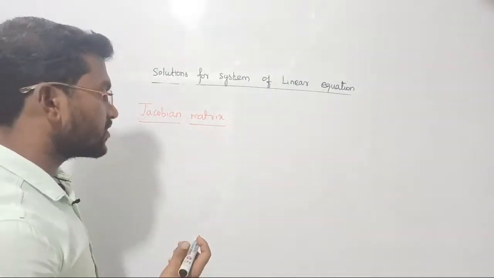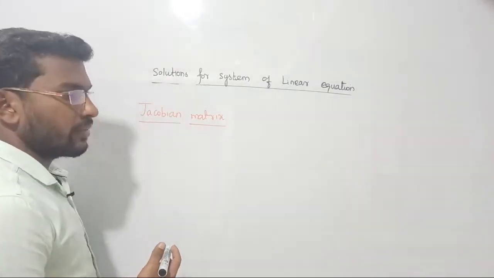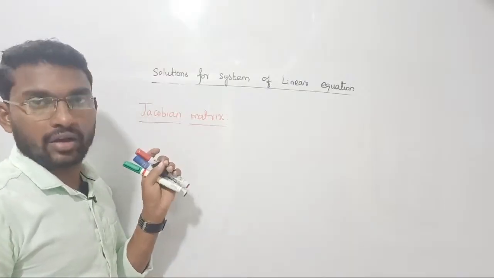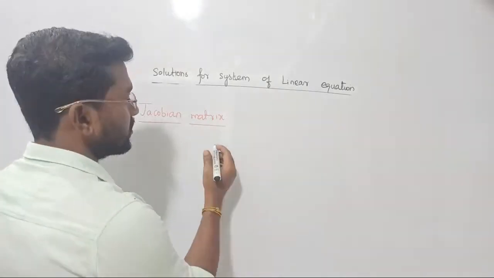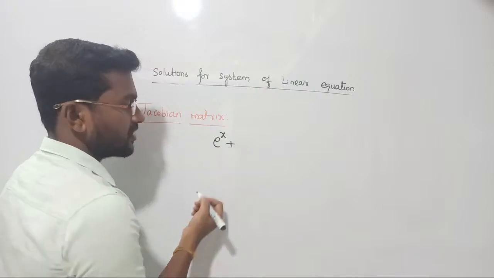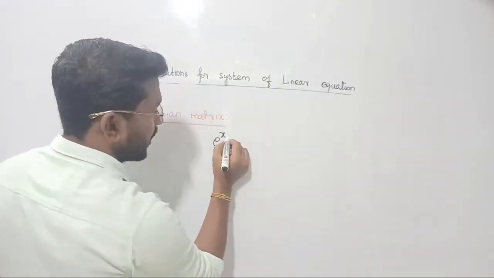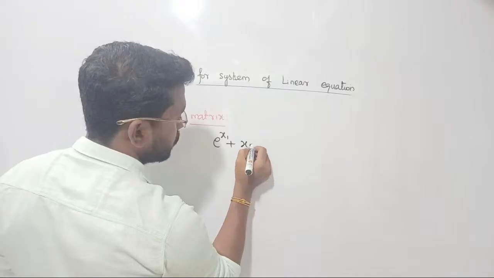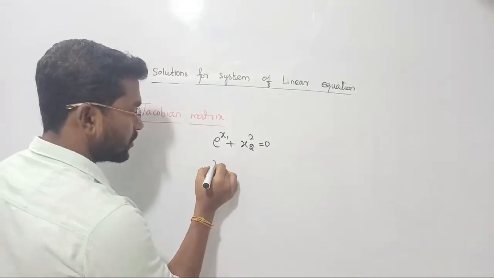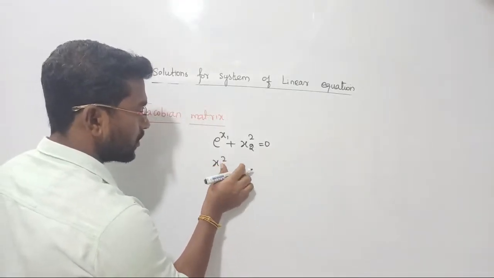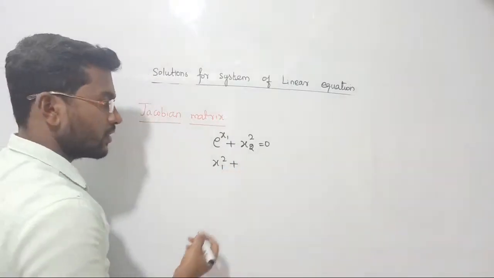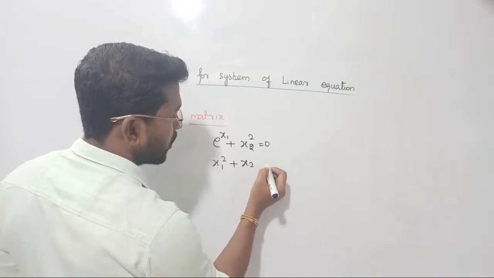It's very simple, right? It's very simple. Actually Jacobian matrix is once again helping us in order to find out the solution for nonlinear equations, right? Nonlinear equations. For an example, if I have variables like this, e power x1 plus x1 square, x2 square, and it is equal to 0, and I have one more equation, right? So x2 square, okay, let us do one thing. I have x1 square plus, right, and I have one more variable like x2 equal to 0.